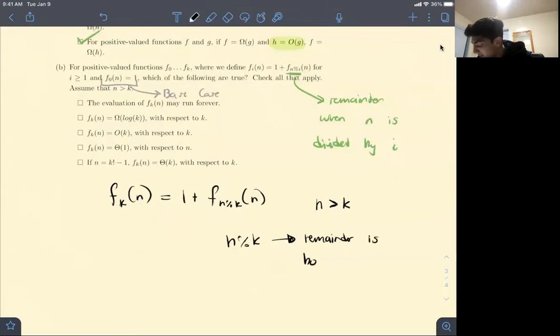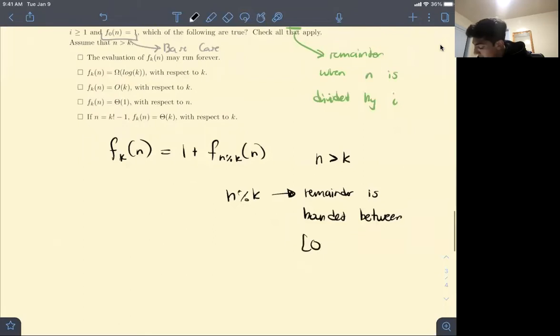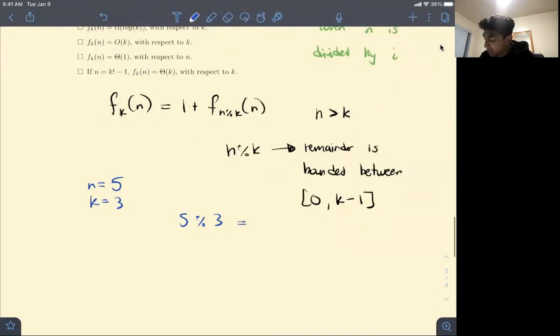is bounded between 0 and k minus 1. So we know the remainder, the lowest it can be is 0, and the maximum it can be is k minus 1. And just to think about that to yourselves, maybe an example would help. Let's say n is equal to 5 and k is equal to 3. If you guys are thinking about 5 mod 3, notice that this is equal to 2.